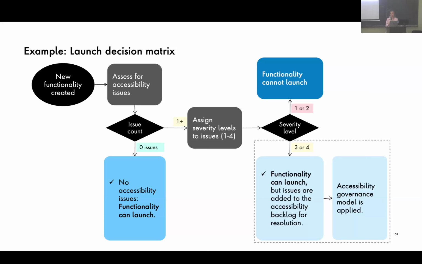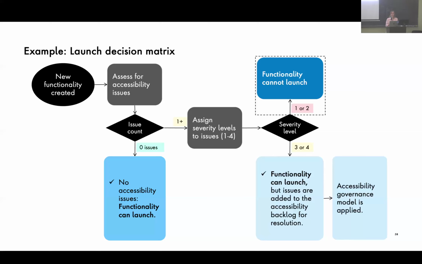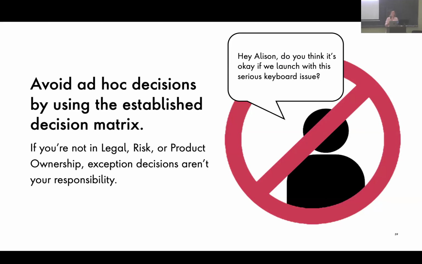Okay, but what if it was a severity 1 or 2, so a high severity issue? According to this launch decision matrix, that functionality cannot launch. It's just a stop, can't do it. And then that's when someone will come to me and say, "Hey, Allison, do you think it's okay if we launch with this serious keyboard issue?" And then I say no. My answer is just no. My answer is look at the launch decision matrix, and it says you're not supposed to launch.